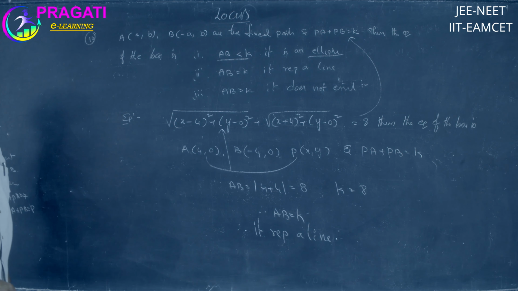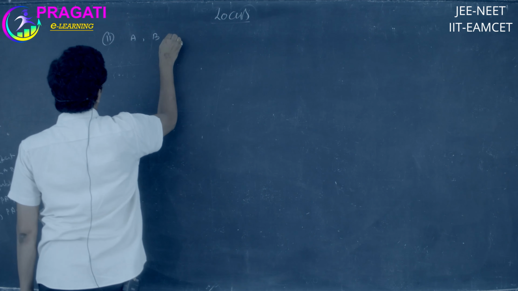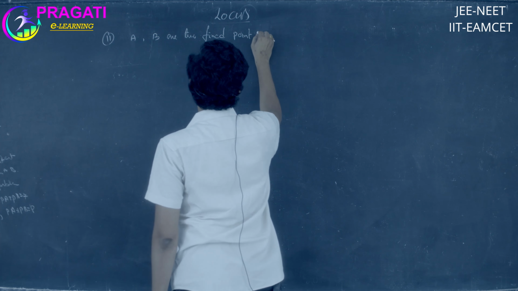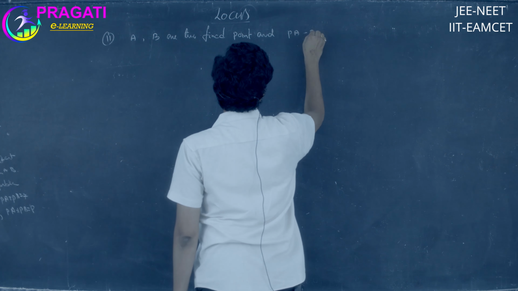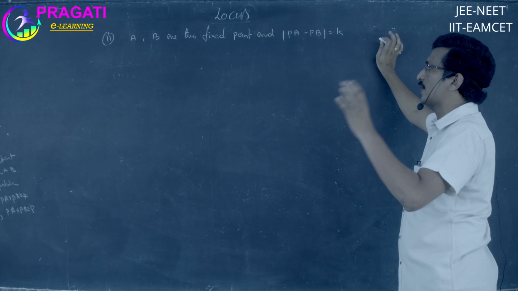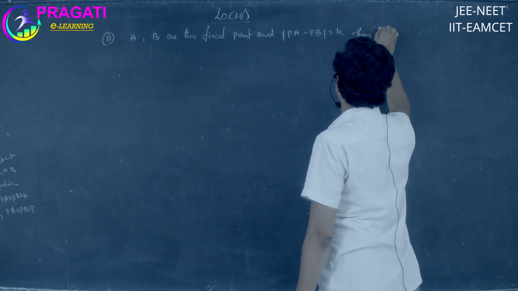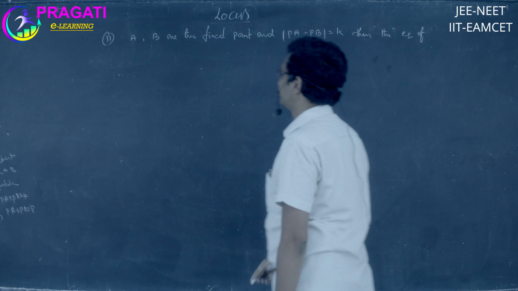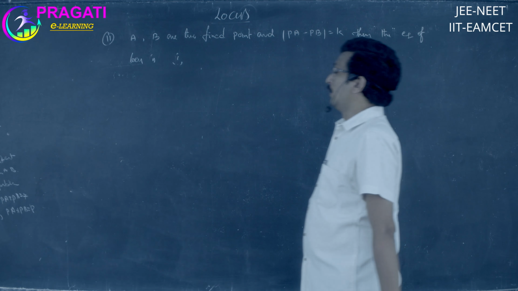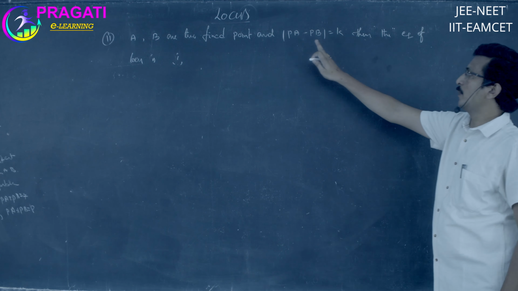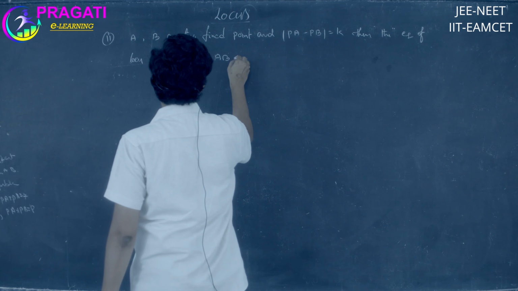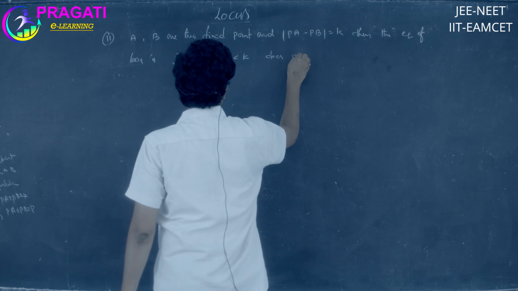And the next synopsis is: A, B are two fixed points and mod PA minus PB is equal to K. Then the equation of locus is, in the previous problem PA plus PB is equal to K. Here the first one is AB less than K, which does not exist.